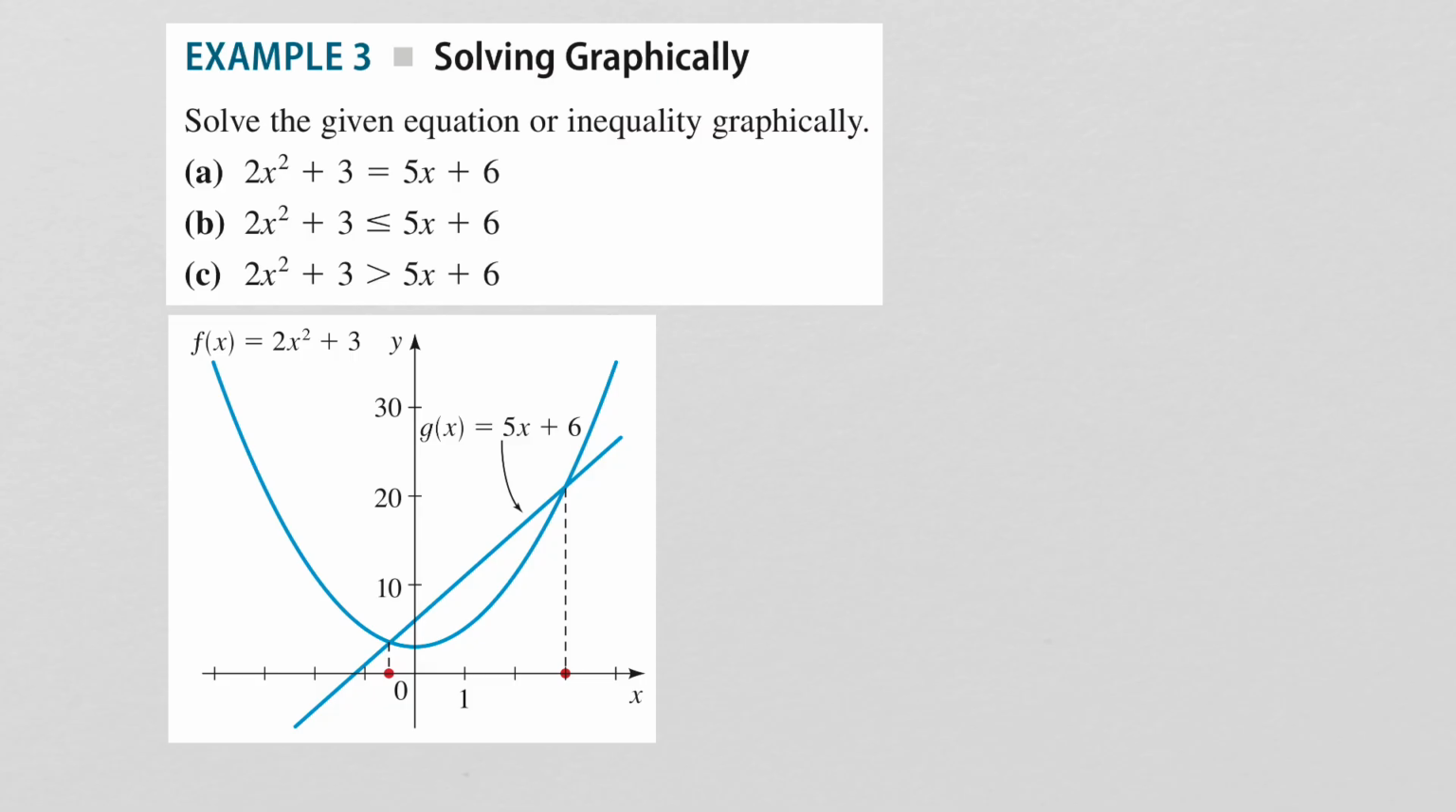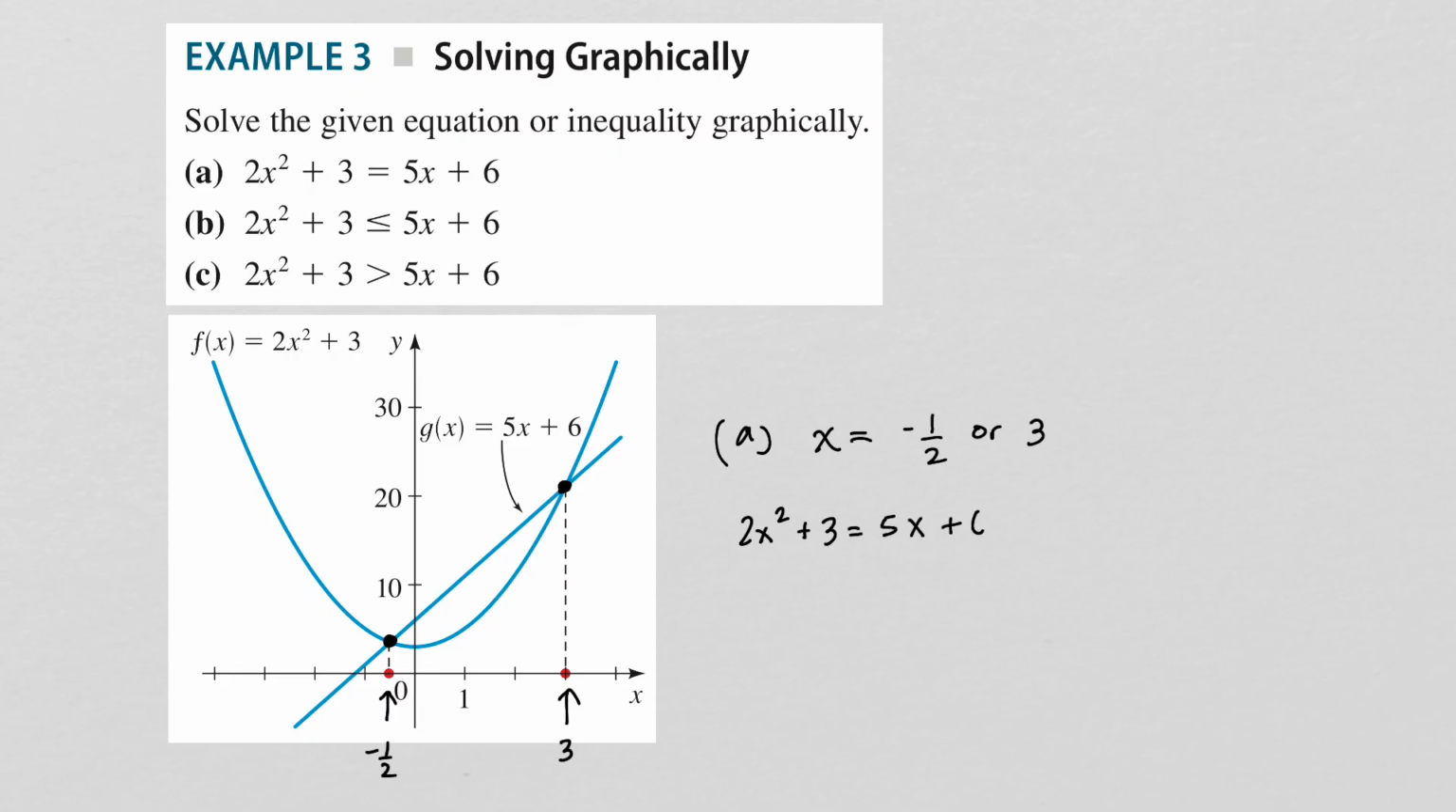And you can see that this line intersects this parabola at this point here and at this point here. And it appears that the x value here is negative 1/2, and the x value here is positive 3. So for part A, we can say that the solution is x equals negative 1/2 or x equals 3. Now, just for clarity, you can actually solve this equation algebraically.